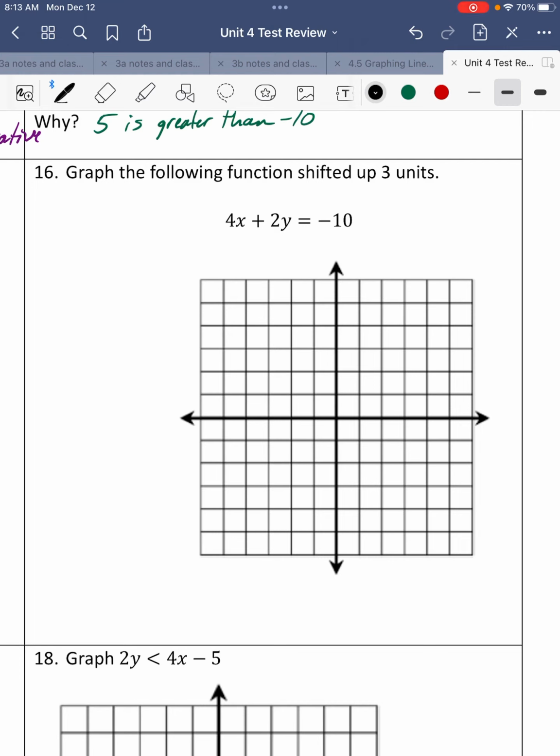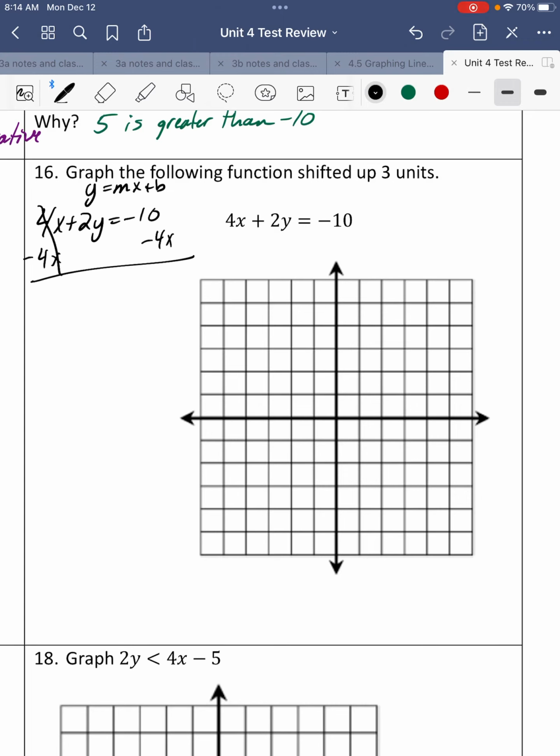Number 16, graph the following function shifted up 3 units. I need to get it into a form where you can either solve for the x and y intercepts and graph it that way, or I'm actually going to get the equation into slope-intercept form, y equals mx plus b. That's the easiest way to solve, I think, and a lot of times the fastest.